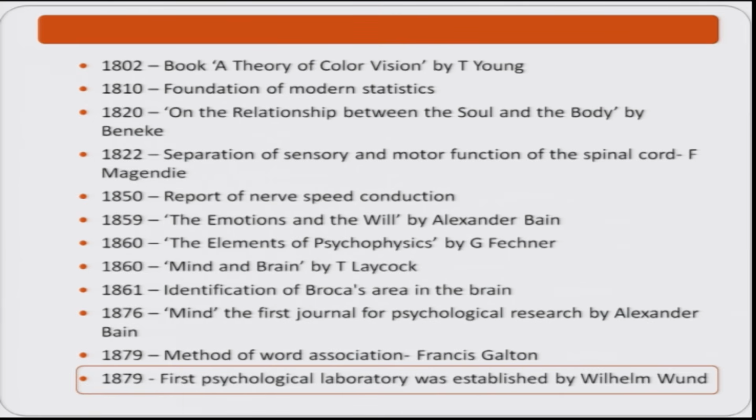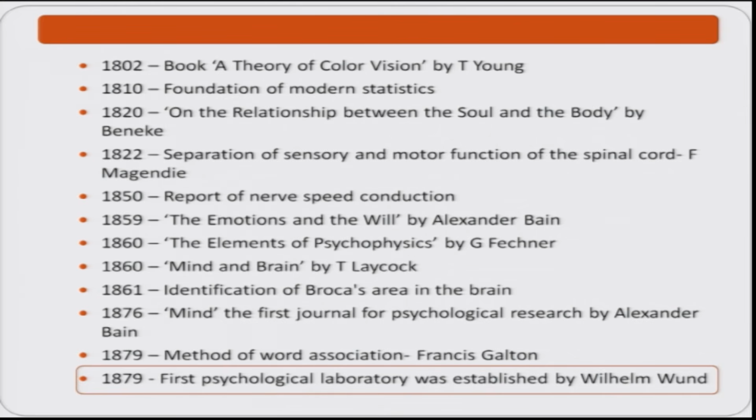In 1859, Alexander Bain wrote a book, The Emotions and the Will. In 1860 Fechner came forward with his very famous book, The Elements of Psychophysics. In 1860 Lecoq wrote his book, Mind and the Brain. 1861 was again a major benchmark, when Broca's area in the brain was identified, and the first journal of psychology was established by Alexander in 1876. So, you see a whole lot of development that took place during those times.